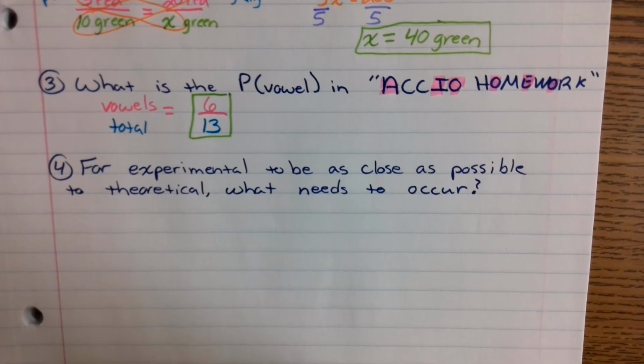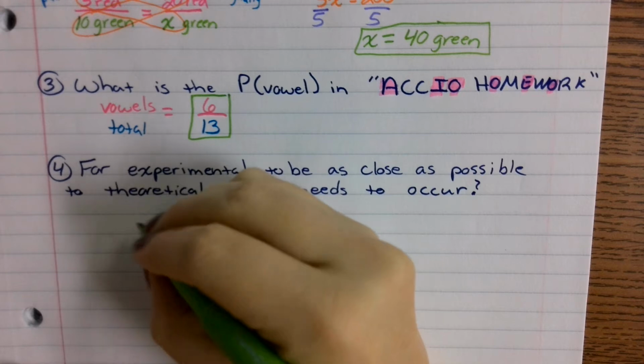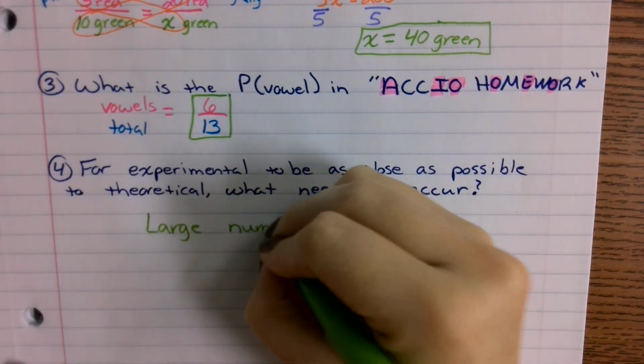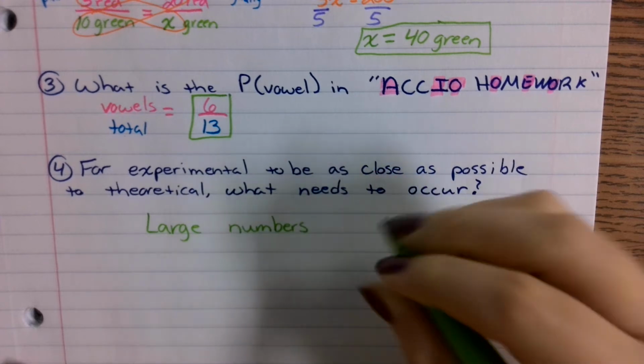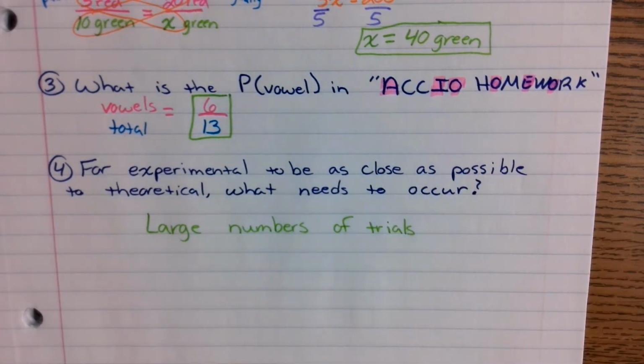Okay, last problem. For experimental to be as close as possible to theoretical, what did we say has to occur, Cheyenne? A large number of trials. You must have a large number of trials. That's important. The more trials you have, the more accurate your results will be in comparison to the theoretical. Are there any questions about this warm-up?